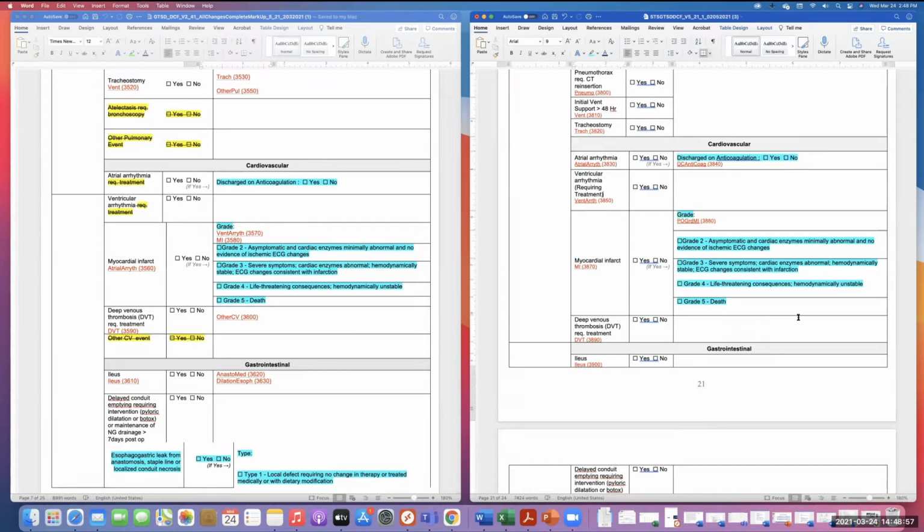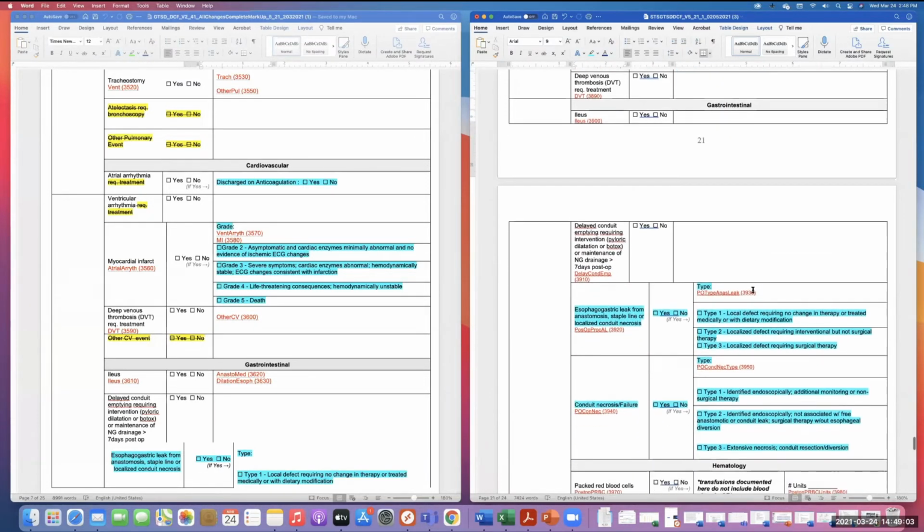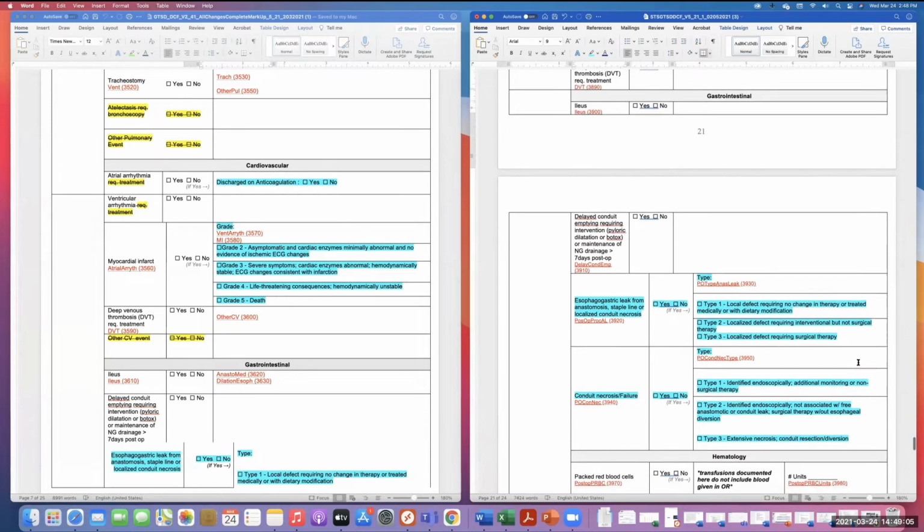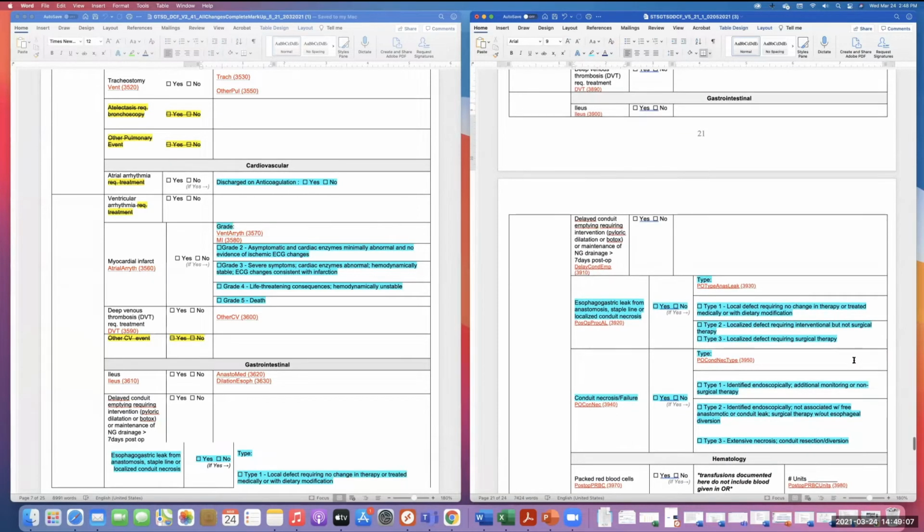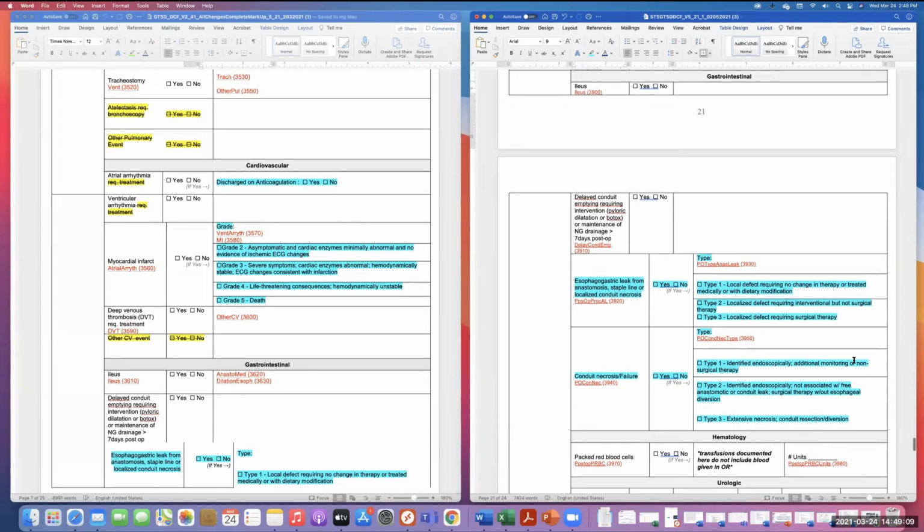Deep venous thrombosis, whether or not. Then GI, did they have an ileus? For esophagectomy, this is new, this is some of the ESO data, the group that tries to track complications after esophagectomies. We looked at their definitions and adopted some of them. This is different from what you've seen before, and goes hand in hand with how we're doing the different procedure collection.